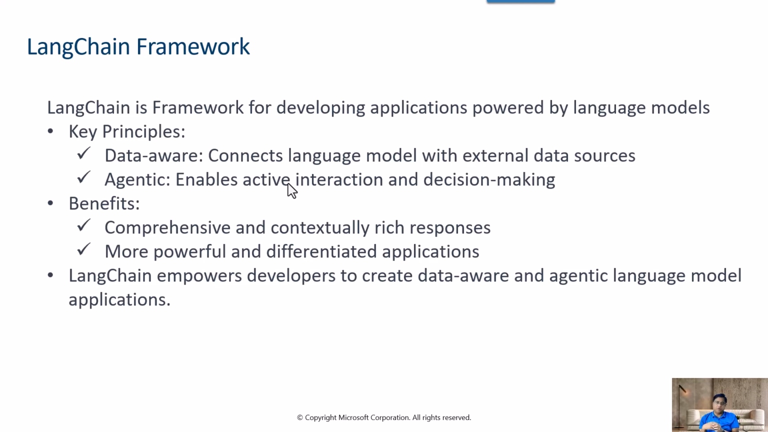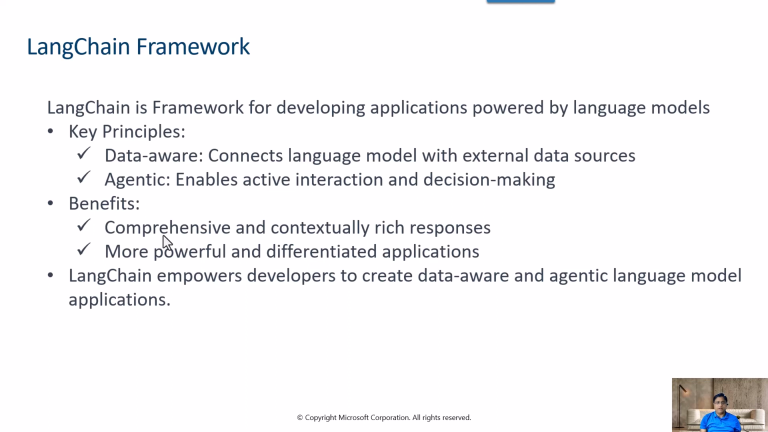That is why it becomes very, very powerful, because at the end of the day, if your model cannot connect to external data sources, it is not going to unleash its power. The second thing is that it is agentic, which means that it can enable active interaction for decision making. That means you can create multiple agents, and those agents work for you based on the commands you provide. So this way, data aware helps you make decisions based on the data sources, and agentic helps you create a specific agent which does the job for you based on the decisions you are making in the language model.